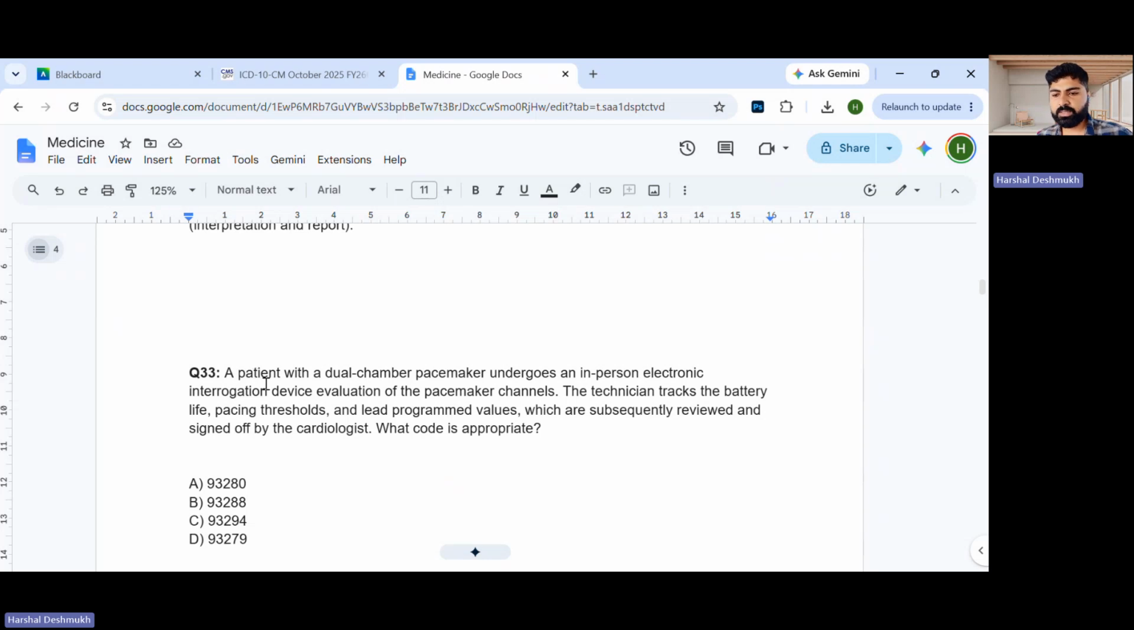This question: a patient with a dual chamber pacemaker undergoes an in-person electronic interrogation device evaluation of the pacemaker channels. The technician tracks the battery life, pacing thresholds, and lead program values, which are subsequently reviewed and signed off by the cardiologist. What code is appropriate here?